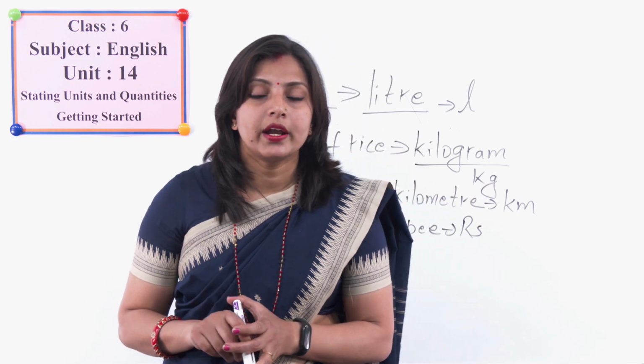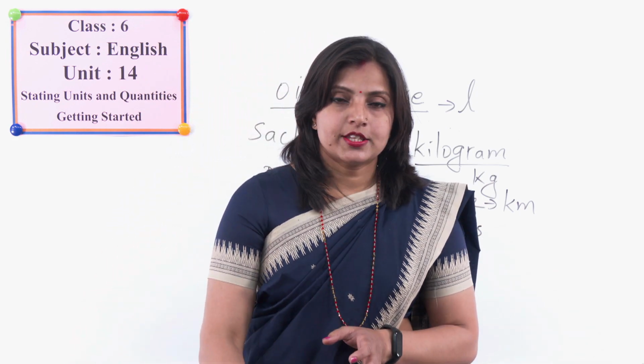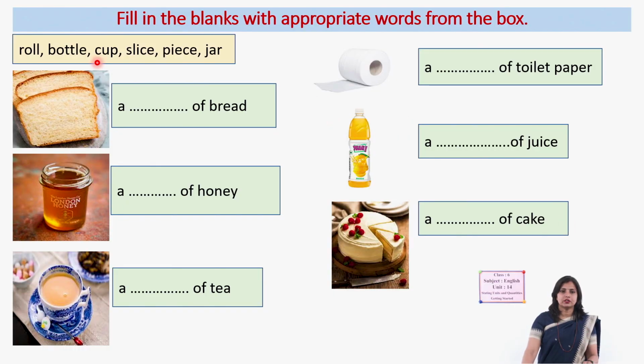Okay, so let's move ahead now. See here what's written. Fill in the blanks with appropriate words from the box. You see there are certain words in the box. What are the words? Roll, bottle, cup, slice, piece and jar. You have to fill up these blanks with those words.